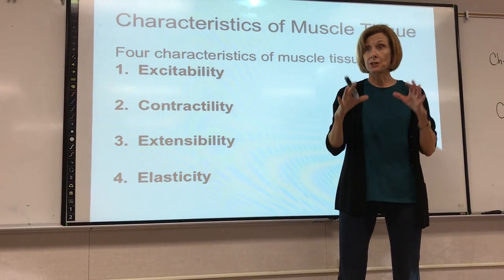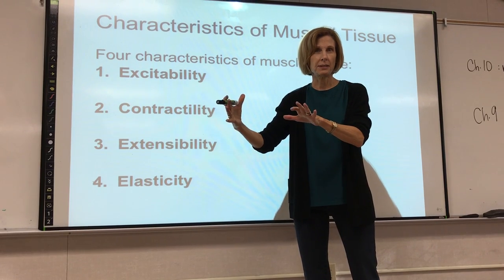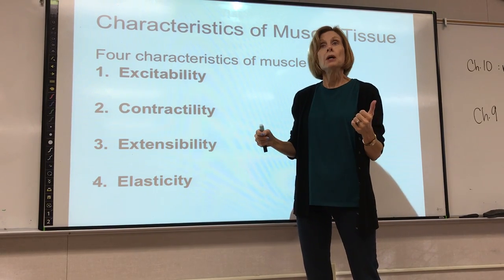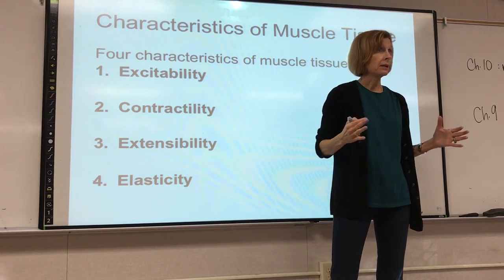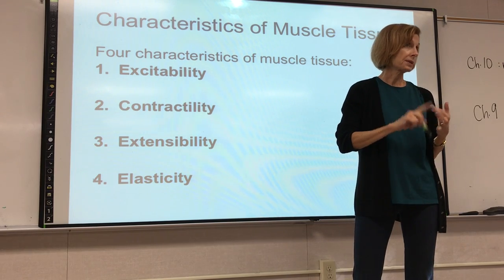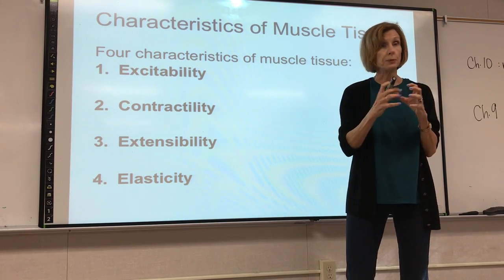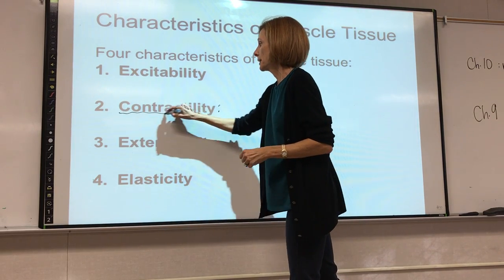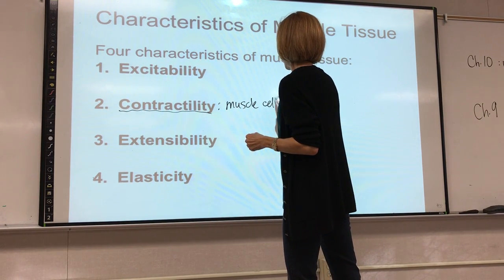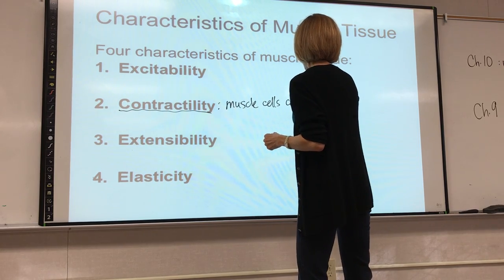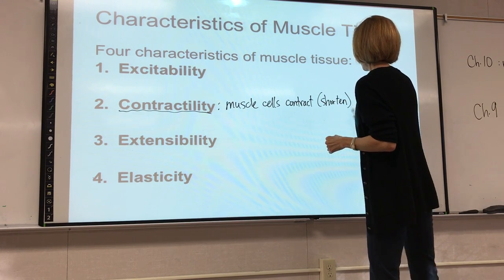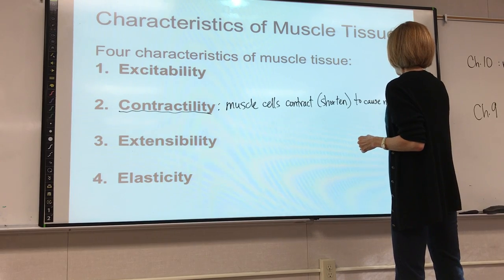As you guys know, muscle tissue is in a category of its own, right? The four categories of tissues are epithelial, connective, muscle, and nervous tissue. So muscle tissue is very different from anything else in the body. We know that it obviously causes movement. So whether we're talking about smooth or skeletal or cardiac, it causes movement. And so that is what we call contractility. The ability of the cells to contract. Okay, muscle cells contract, and they literally shorten when they do this. The cells literally shorten, and that is what causes movement.